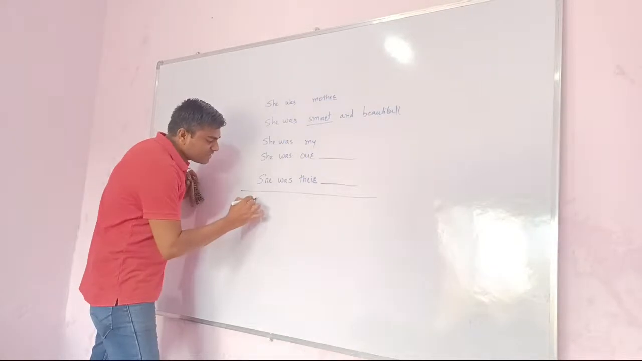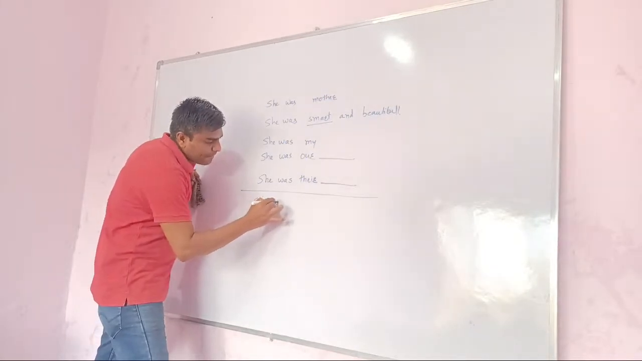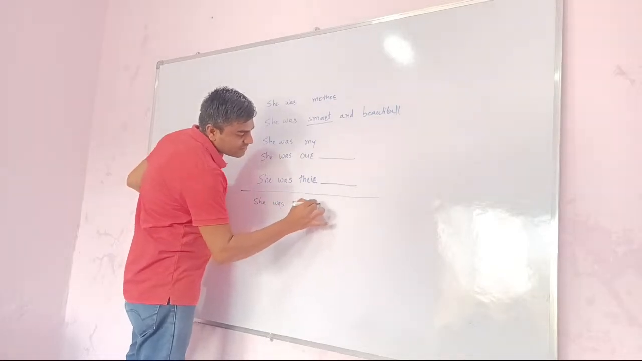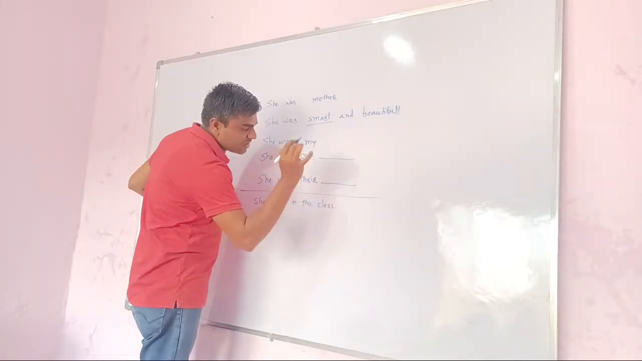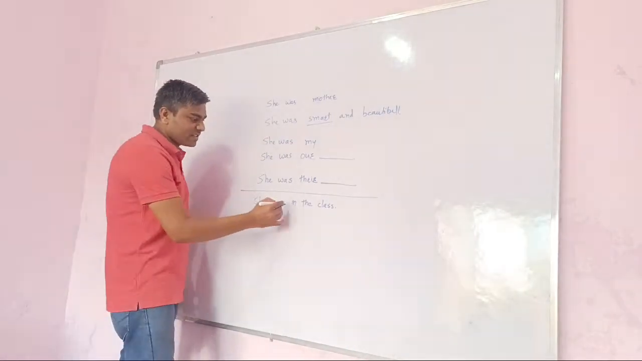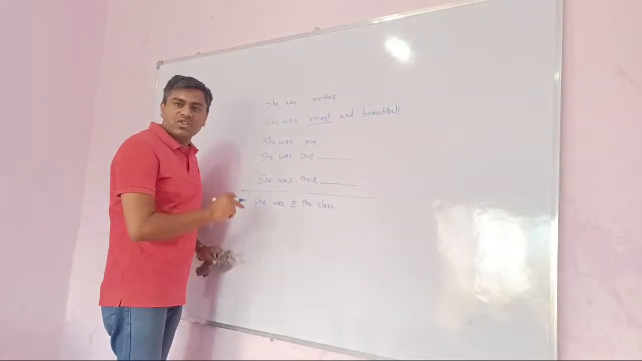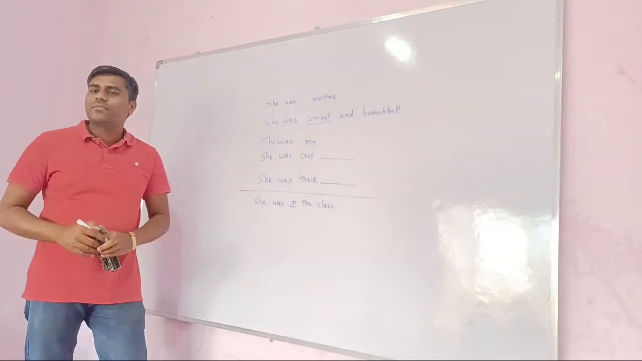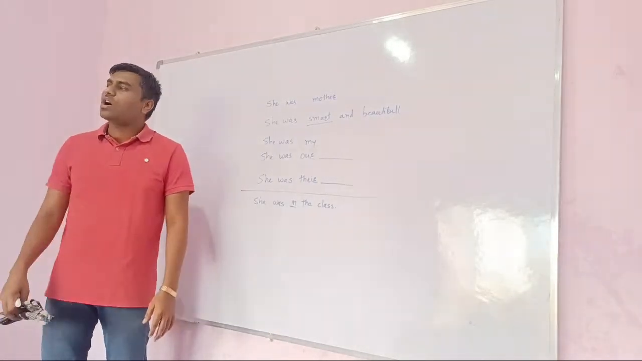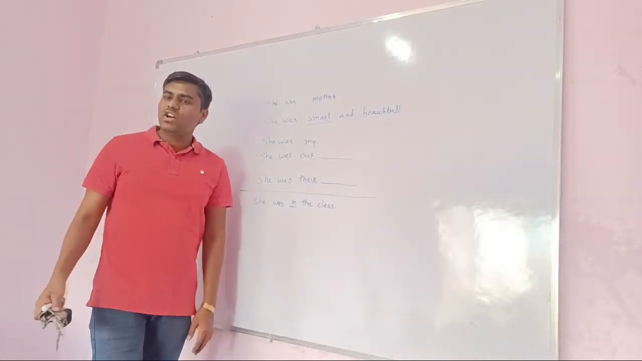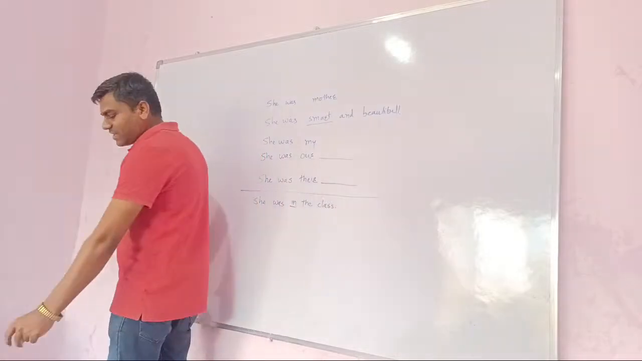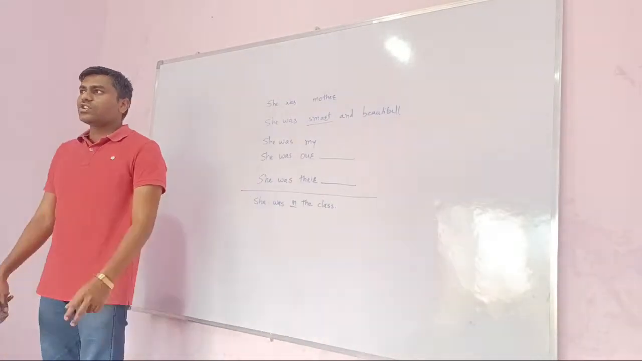The sentence is, she was in the class. Use in. She was in the class. She was in home. She was in the house. She was in the hospital. Write the sentences. She was in the office. Sandesh. She was in the police station.